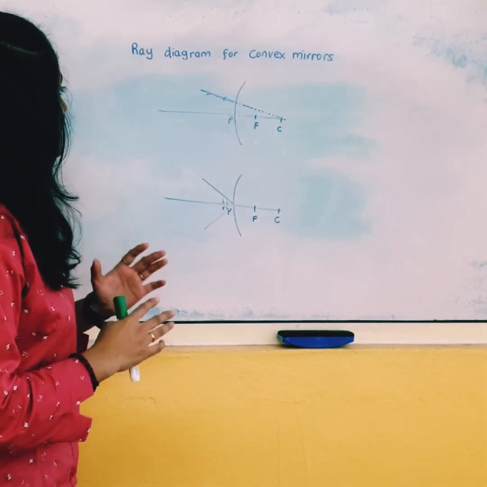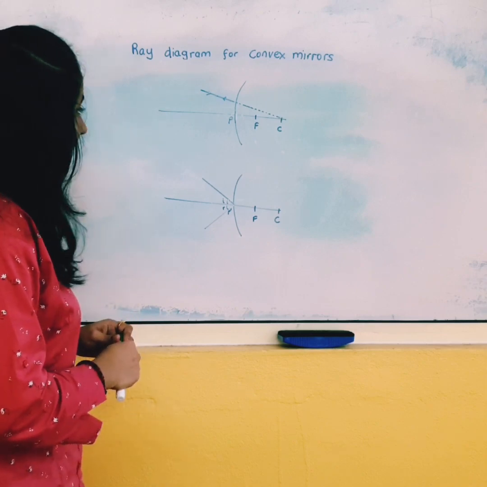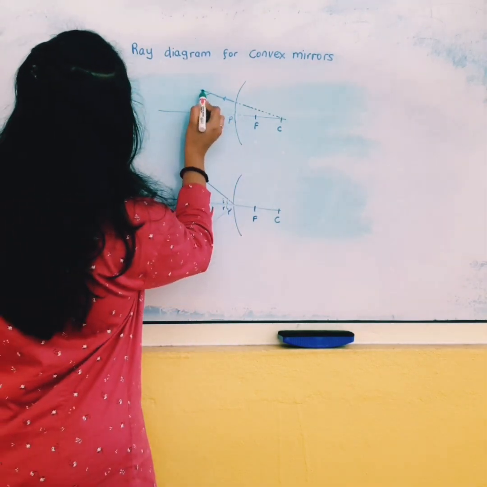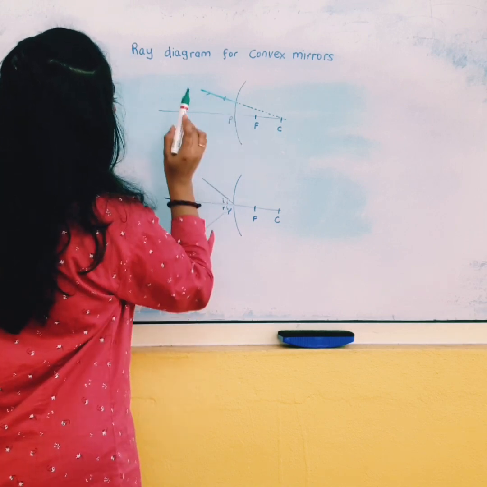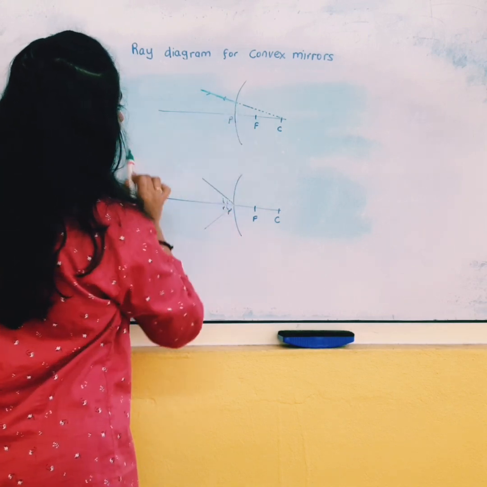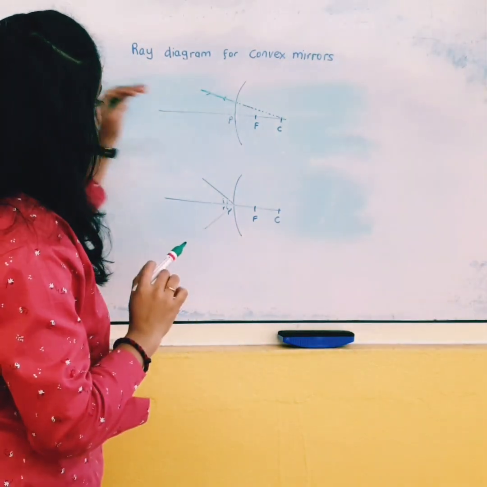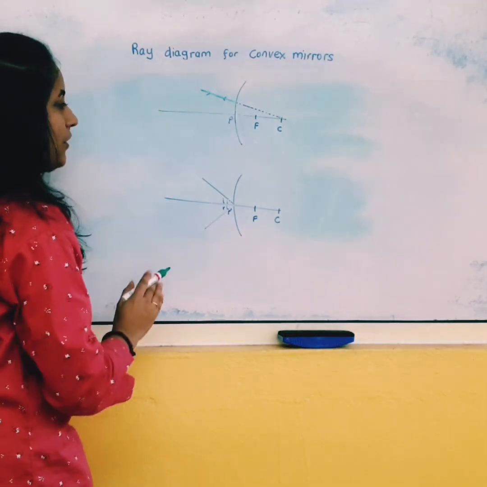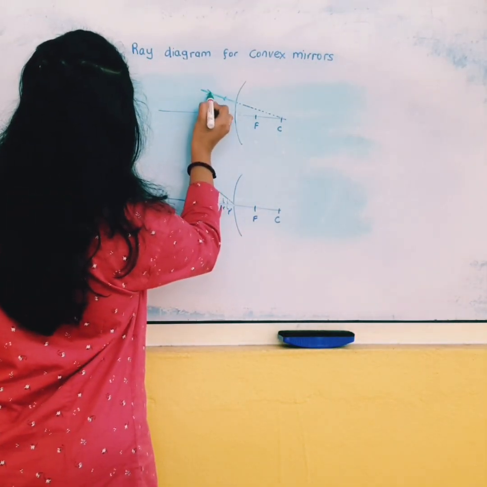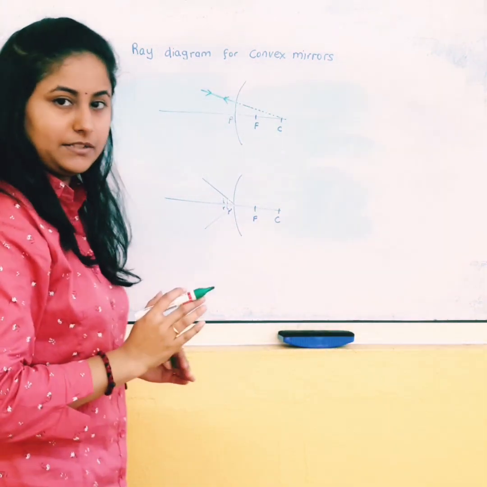Okay. So in case of third ray diagram which is given to you, the ray comes in this direction. So as you can see in the figure, ray is falling on the center of curvature. So it is directed towards center of curvature. When the ray comes towards the center of curvature, it follows back the same path. Okay, so after reflection, it will go back in the same path.